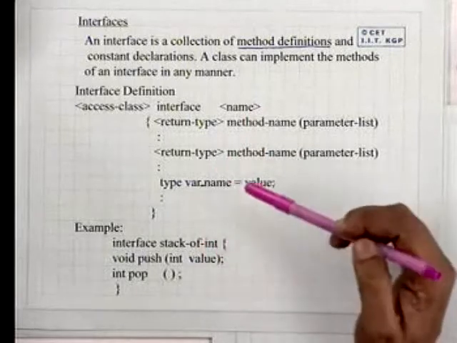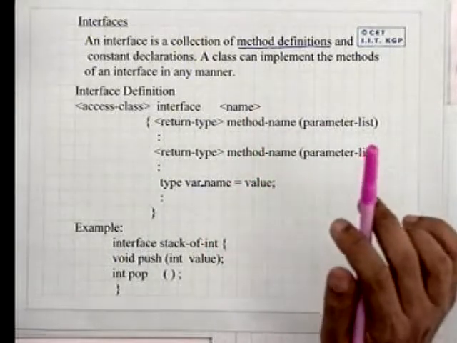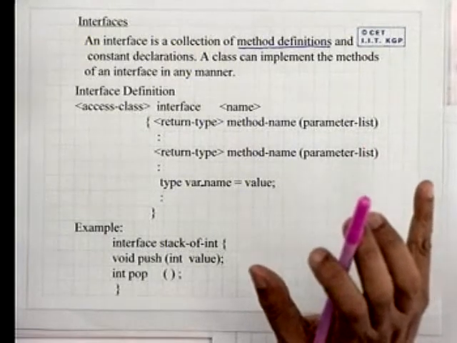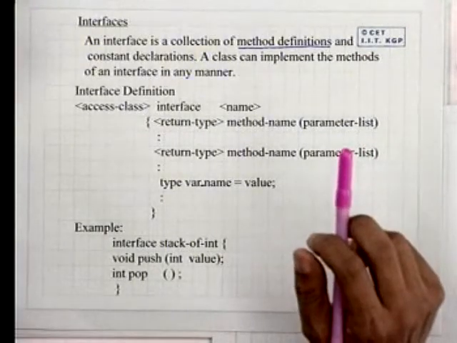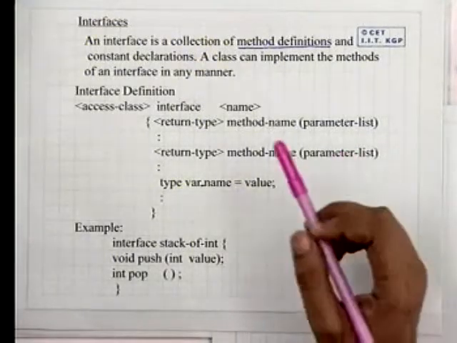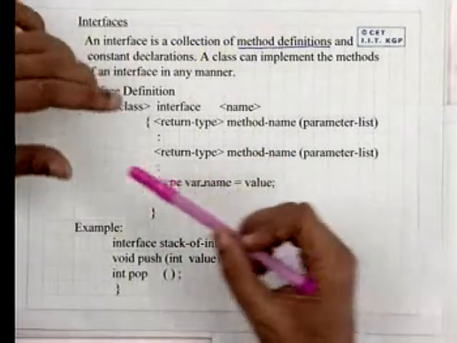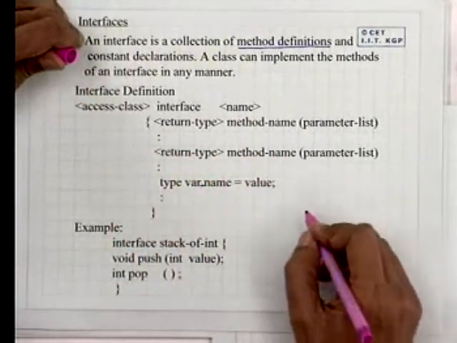So let's take an example which is slightly more complicated. We define an interface StackOfIntegers. We want to create a class called StackOfInteger, and we have two methods available to it which are public: one is push into the stack and the other is pop from the stack.